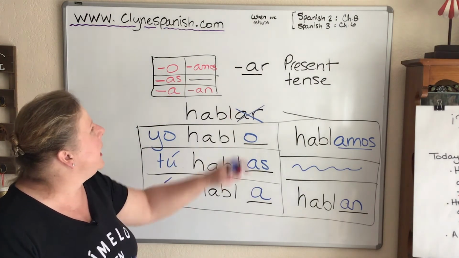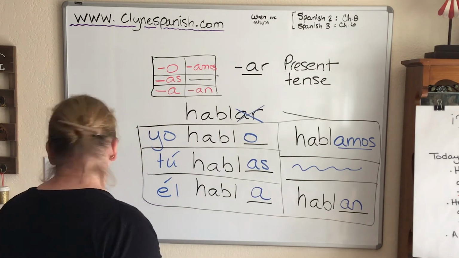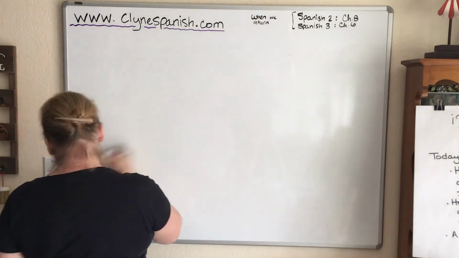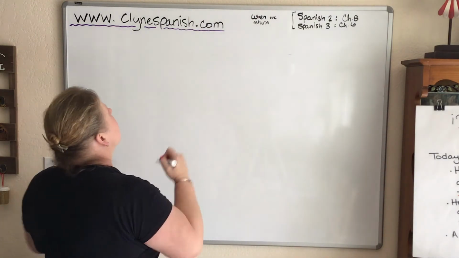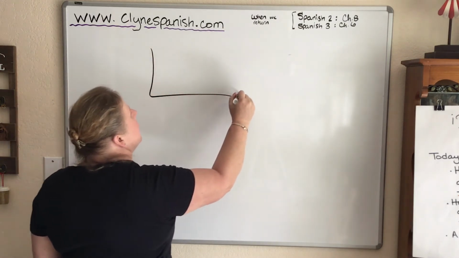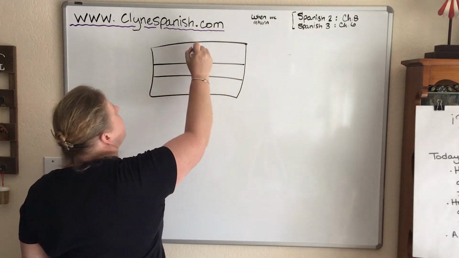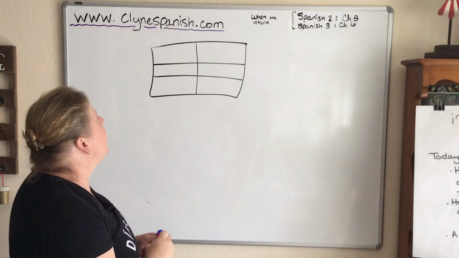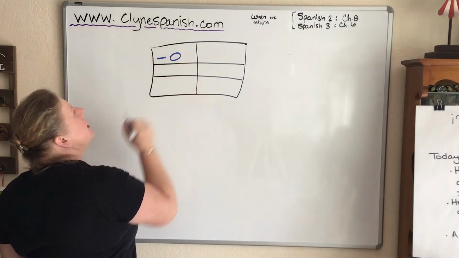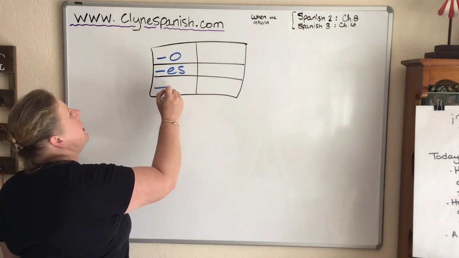All right. Now let's talk about how to conjugate present tense ER and IR. So similar concept of what we had. Let's create our chart here. With ER and IR, we've got a little trick that we've got to watch out for. With ER and IR verbs, you still have an O, but we just changed to an E.